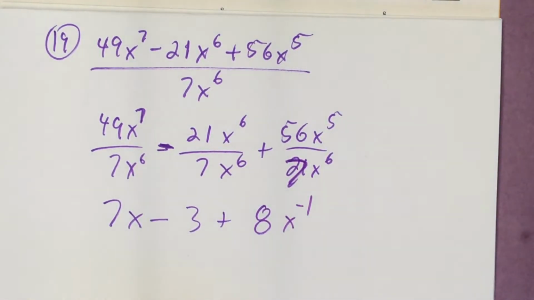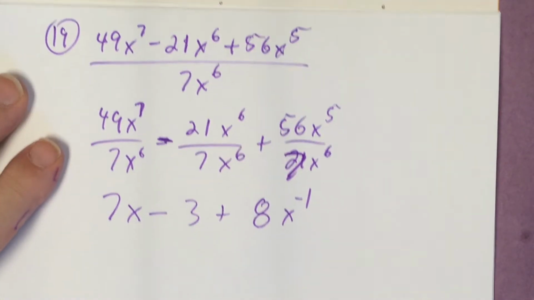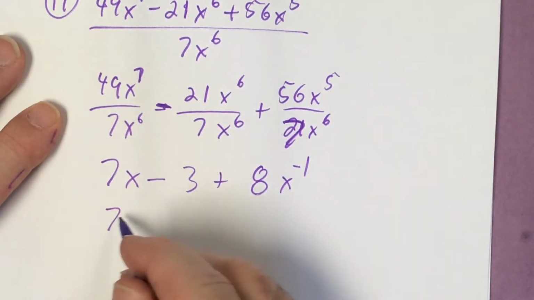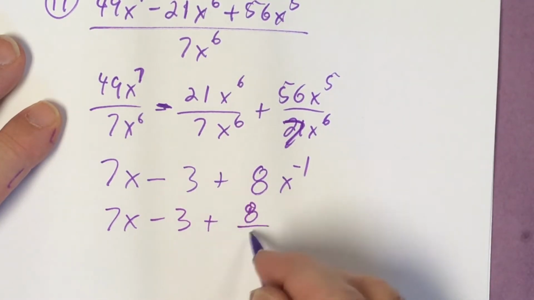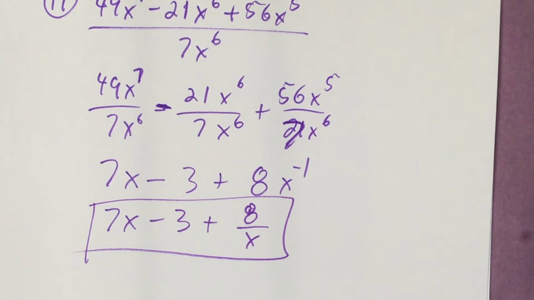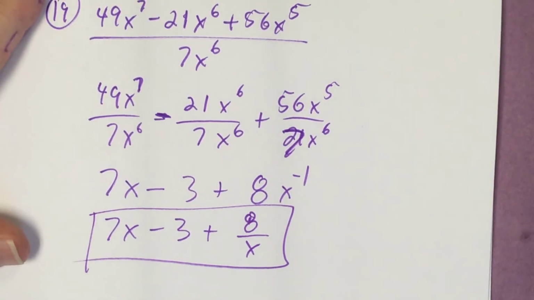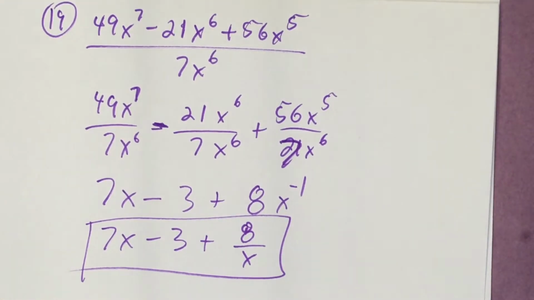So if we're going to write that out as a final answer, we should not write it that way. One of the things, even if they don't ask for it, is that you always have to write this with a positive exponent. So I'm going to write my final answer in the form of 7x minus 3 plus 8 over x. And that is going to be my final answer to question 19 in simplest form. So there's the solution to that problem worked out right there. And I hope everyone understands how that works.